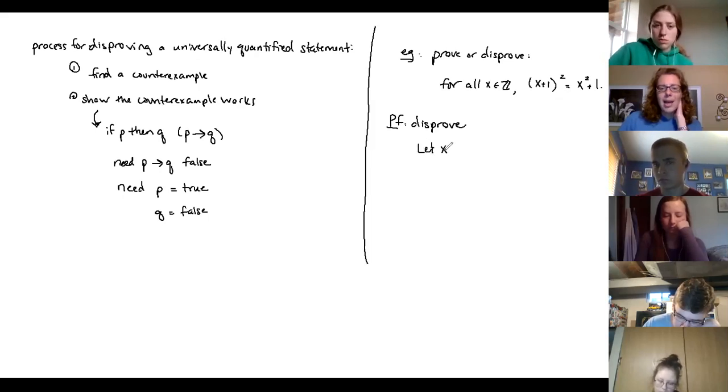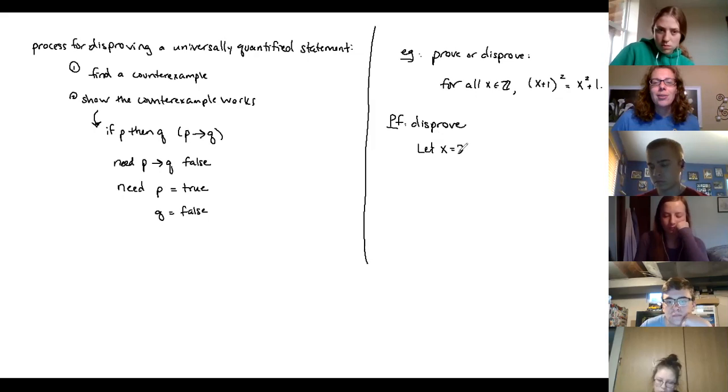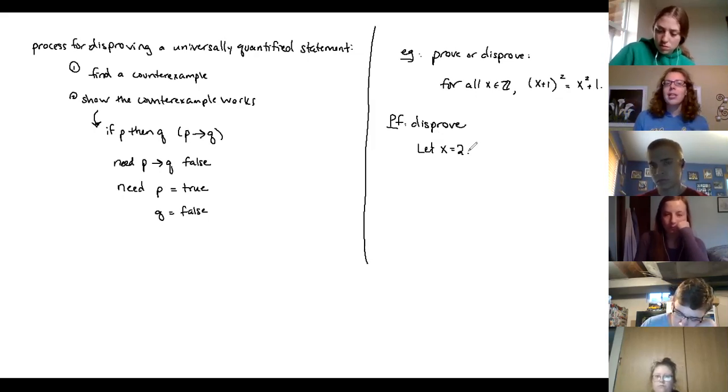So let x equal, hold up fingers. First person to hold up fingers is going to get their counterexample. What do we want? Counterexample, x equals what for an integer? Somebody give me fingers. X equals 2, grant 2. Okay, so let x equal 2. That's our first step. We found a counterexample, and then we have to show that our counterexample works.